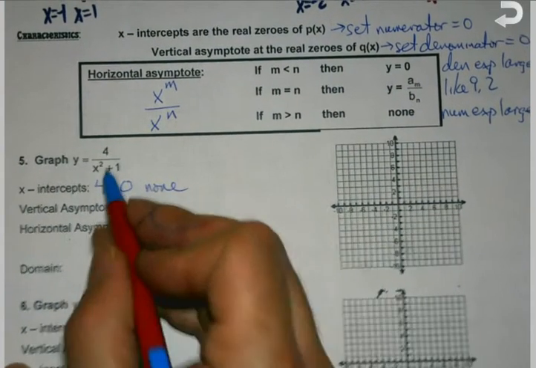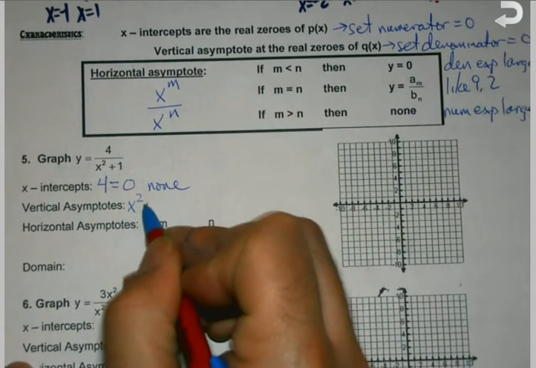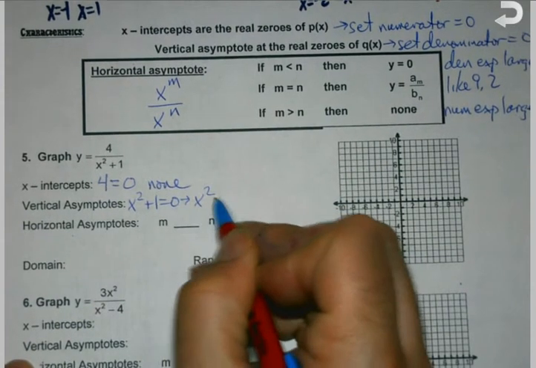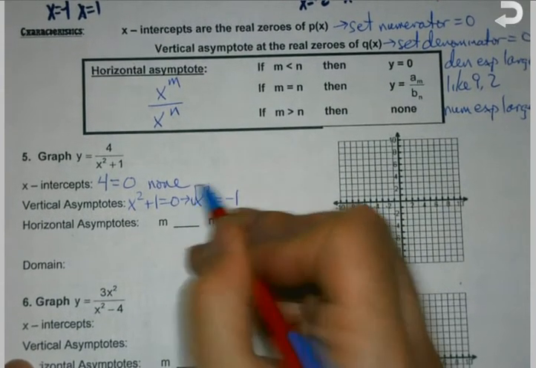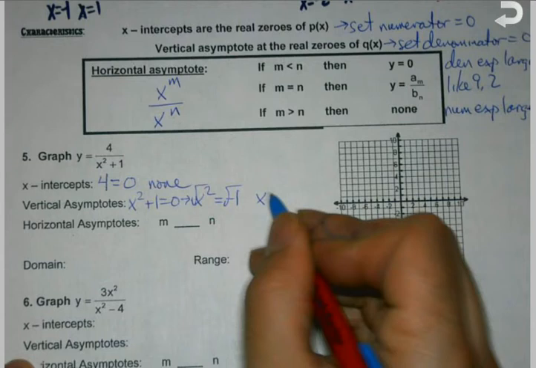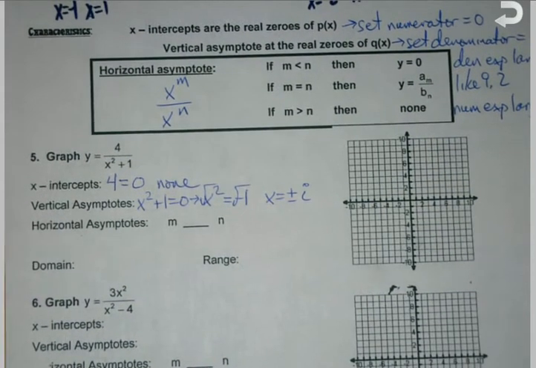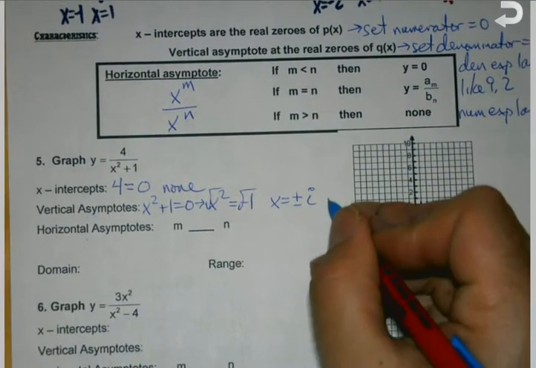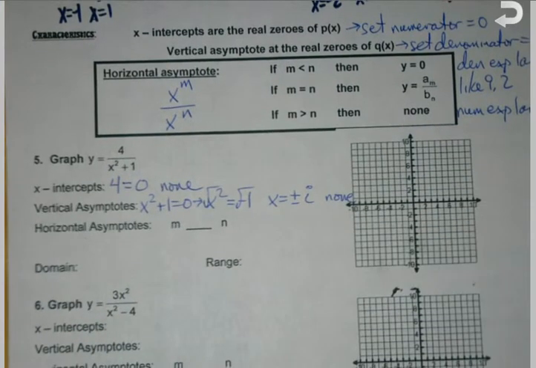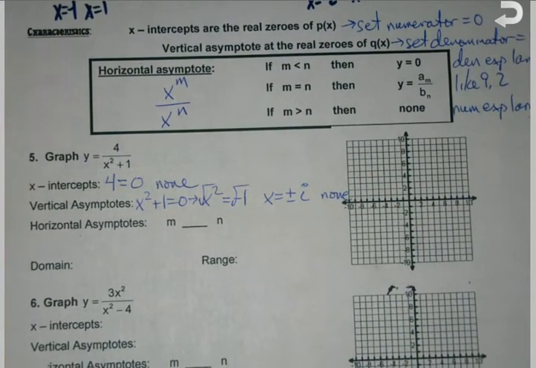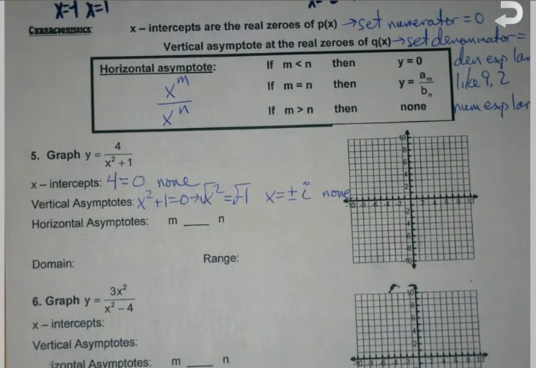Vertical asymptotes. Set the denominator equal to 0, and I work on trying to solve this. I take the square root and I go, uh-oh. x equals positive or negative i. Well, I can't graph i. It's not a real number. So if that happens, where you can't factor it or you get an imaginary number, that's going to be none. So I don't have any vertical asymptotes. It's kind of weird.